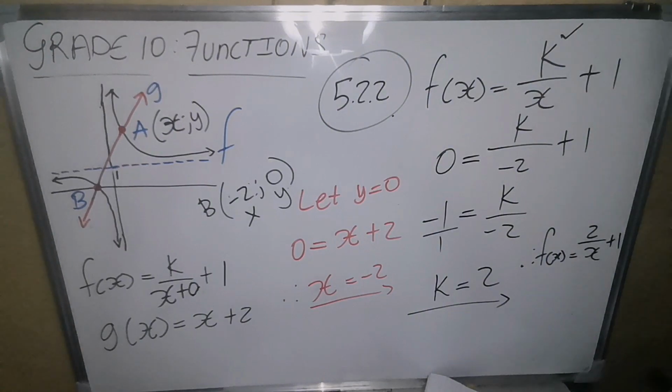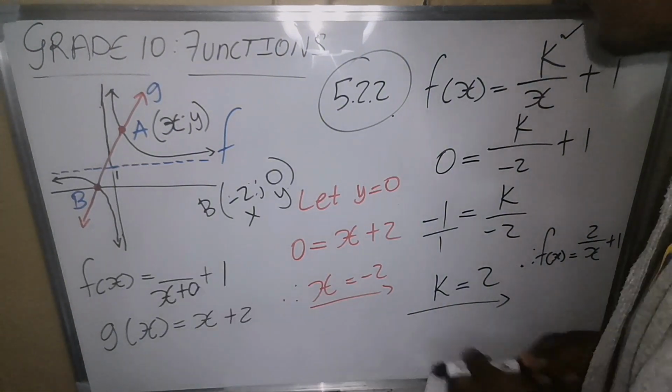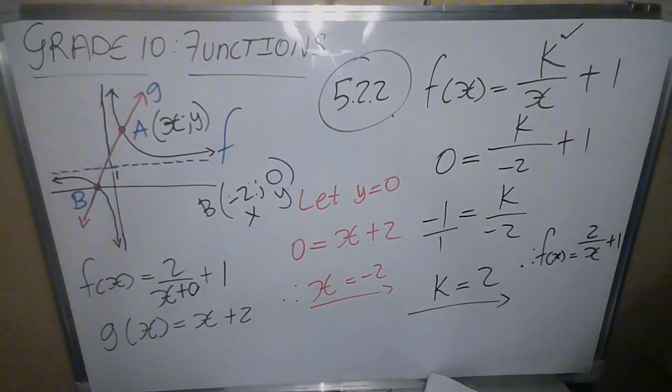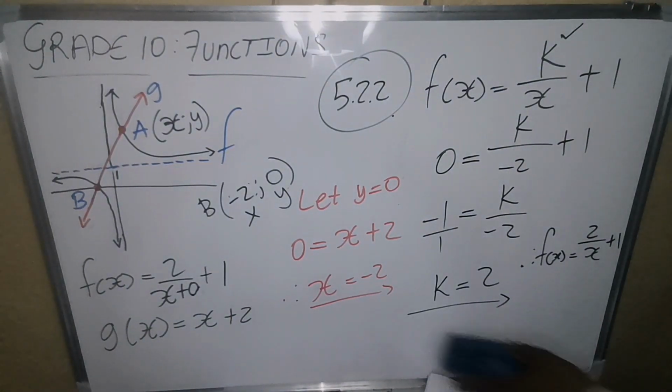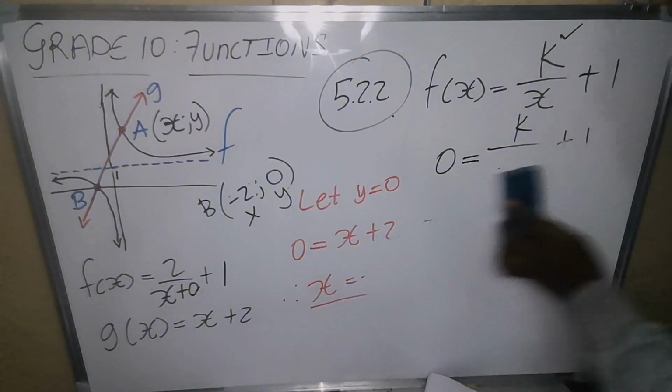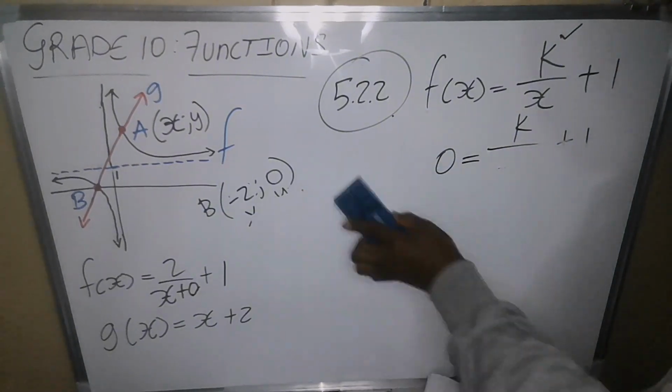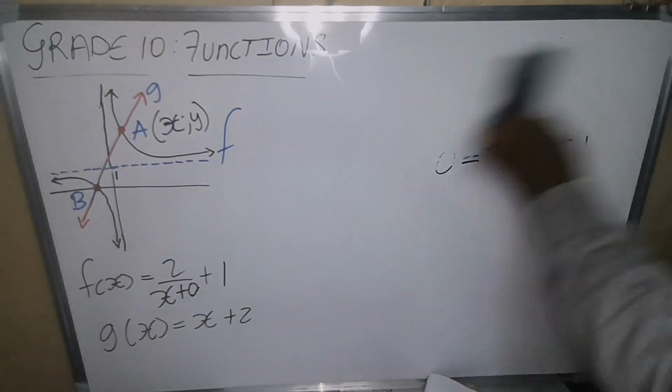That's how you find the equation. Once you've got k equal to 2, you just write 2. Yeah, that's how we find the value of k, guys. I hope we are all clear.